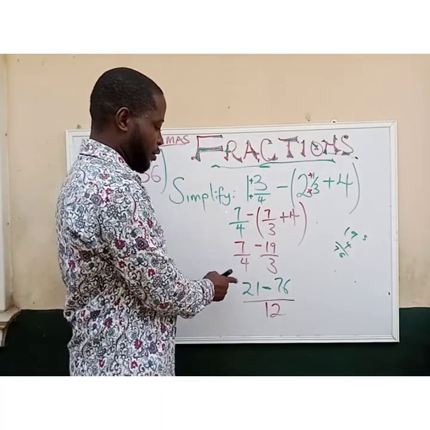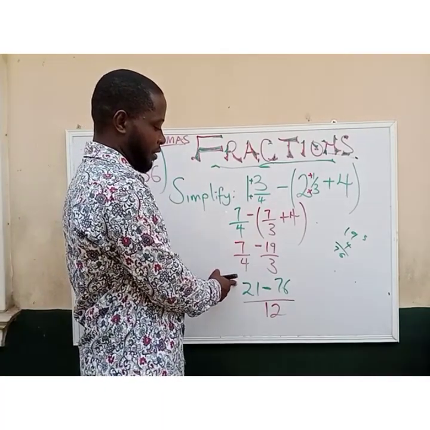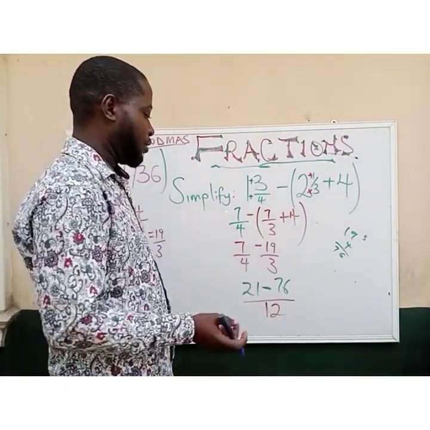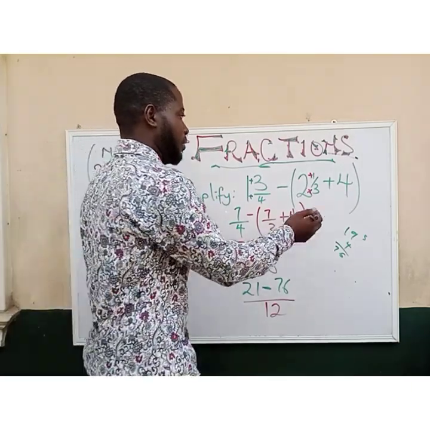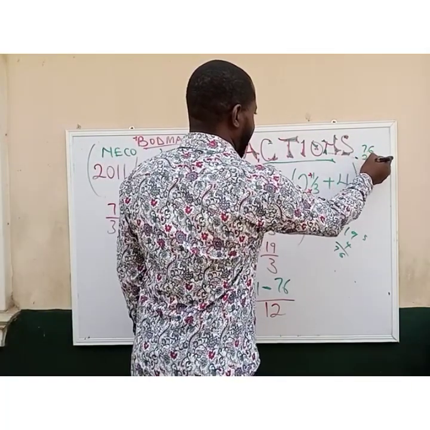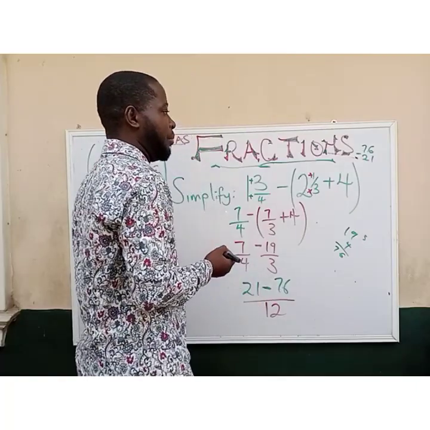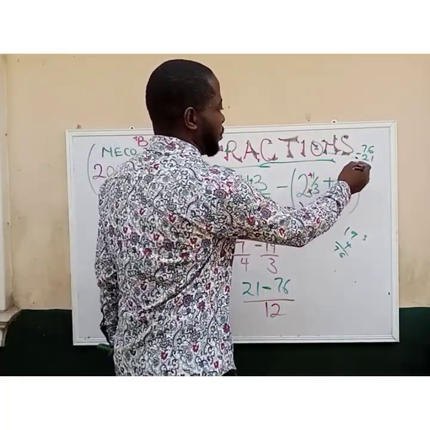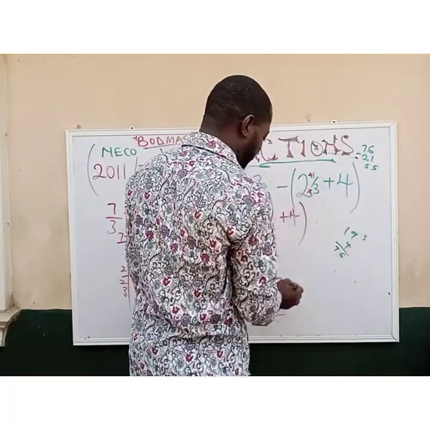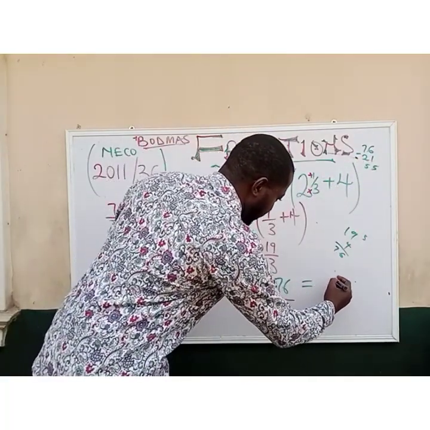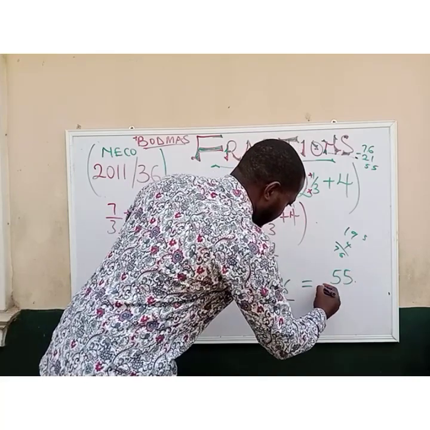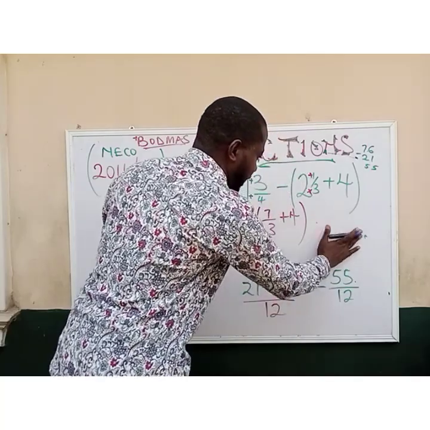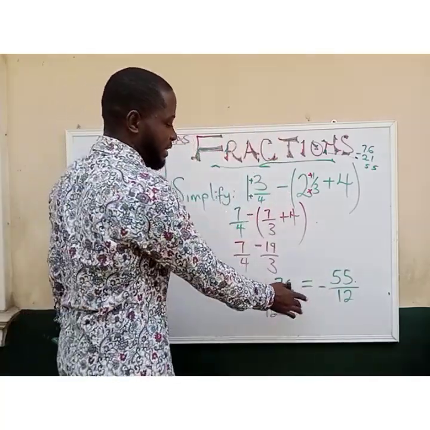So that means you have 21 with you. It's just like saying you have 21 and you owe someone 76. So if you subtract, the remaining will be the amount you are still owing, since your debt is more than what you have. So this is going to be 55. So that means this is going to be minus 55 all over 12. So you make sure that your negative sign is at the middle here.